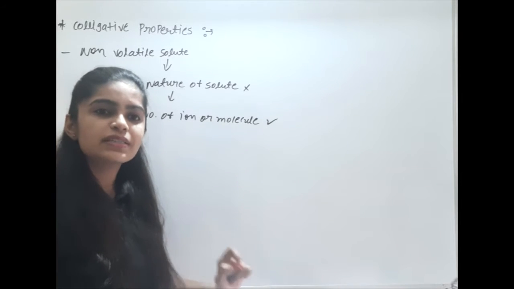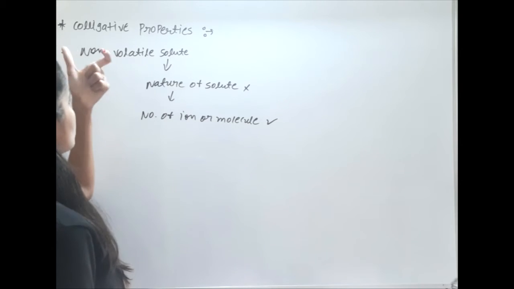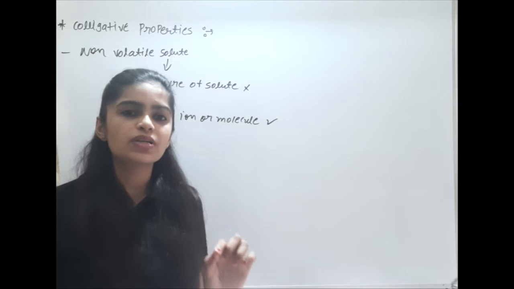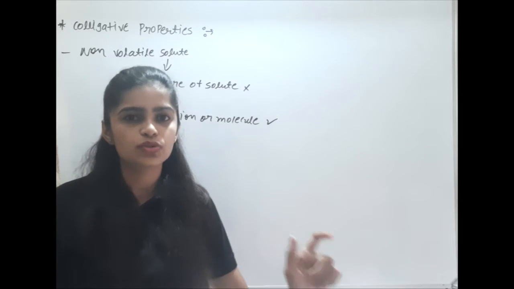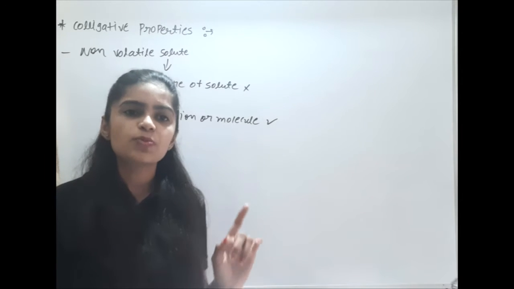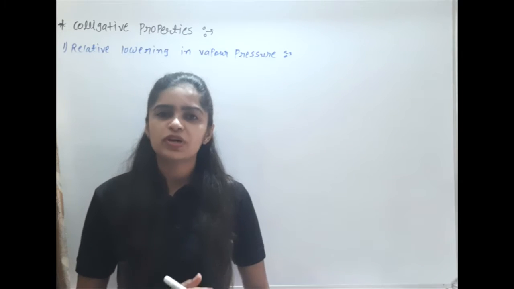So that way we say that the colligative property is where the solution has a non-volatile solute. It depends on the number of particles or ions and does not depend on the nature of the solute. This property is known as the colligative property. This property is divided into four parts, four types of colligative property.